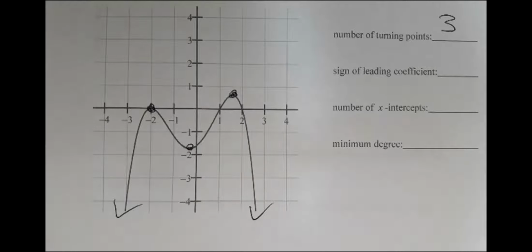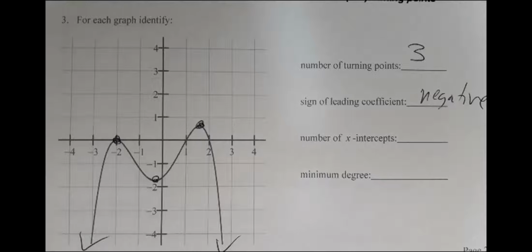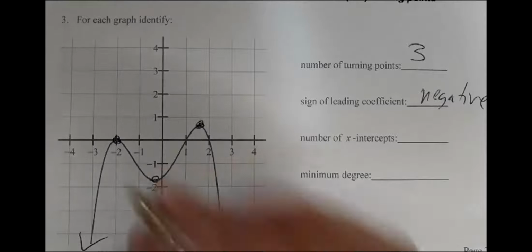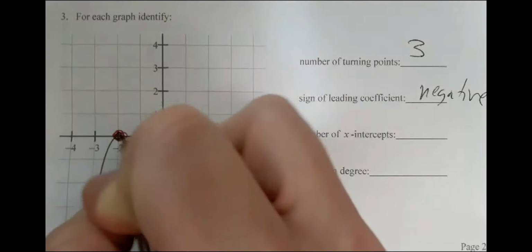Now we're looking at the number of x-intercepts. So it hits 1, 2, 3. Let me get a different color, maybe highlight it, do some red over black. Those are my x-intercepts.